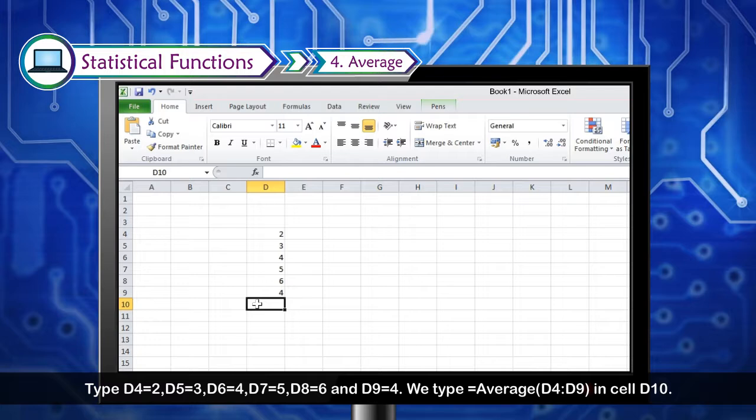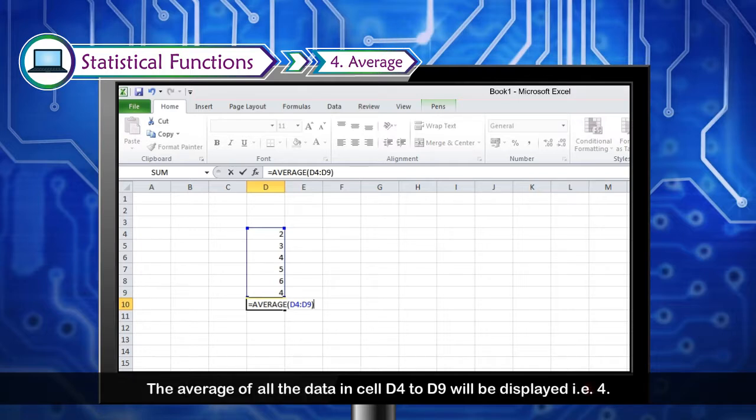Type D4 = 2, D5 = 3, D6 = 4, D7 = 5, D8 = 6, and D9 = 4. We type =AVERAGE(D4:D9) in cell D10. The average of all the data in cells D4 to D9 will be displayed, that is 4.